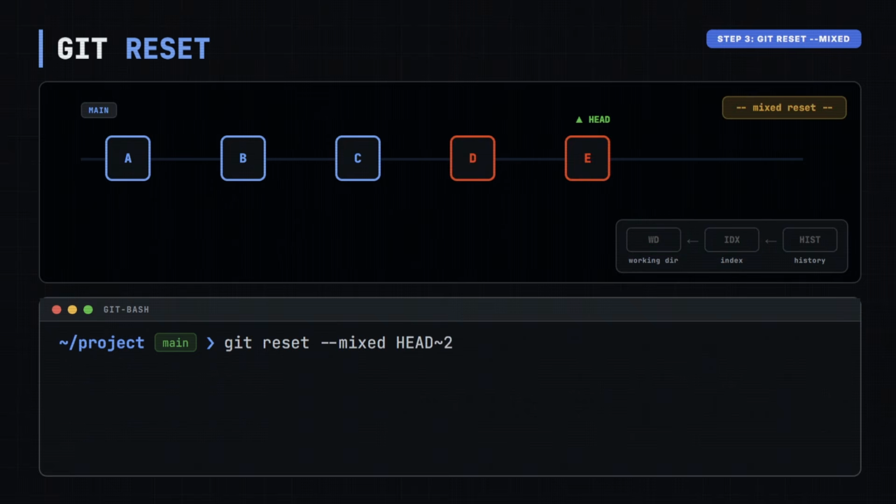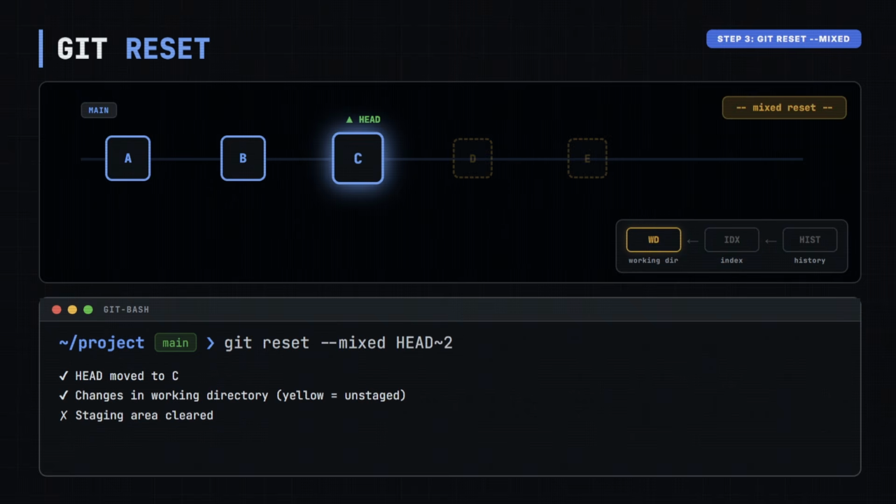Step 3. Git Reset mixed. Same thing. Head moves back to C, but now the changes are unstaged. They're in your working directory. You can see them, edit them, but they're not staged yet.